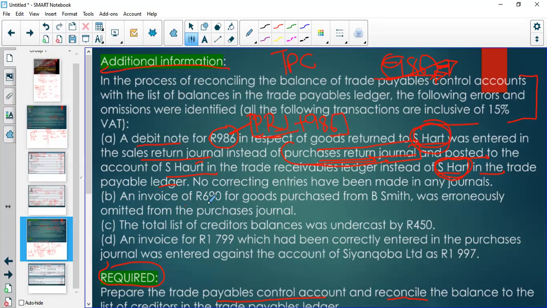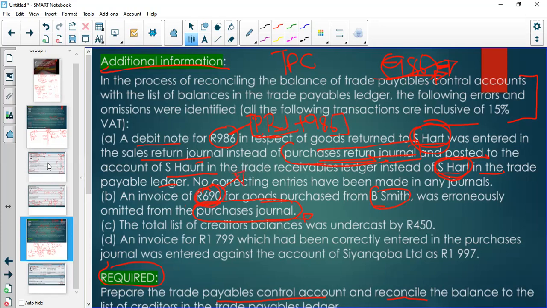Then we have an invoice of 690 for goods purchased from B. Smith. It was forgotten from the purchases journal. We are not told that we didn't record it in B. Smith's account, so we do not make that assumption. In B. Smith's supplier account, this was recorded, but it is missing in the purchases journal, where all the entries are going to be added up, or what we call casting, at the end of the month. So this figure is missing, and I want to include it in the purchases journal.